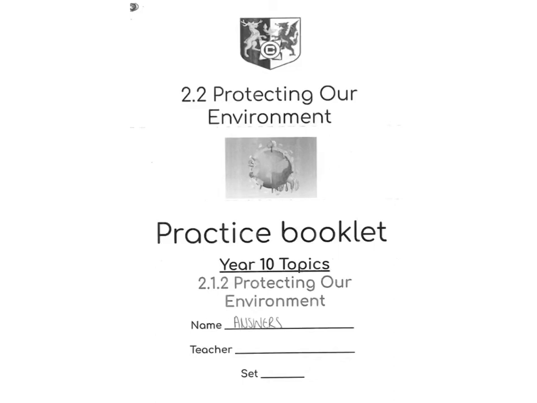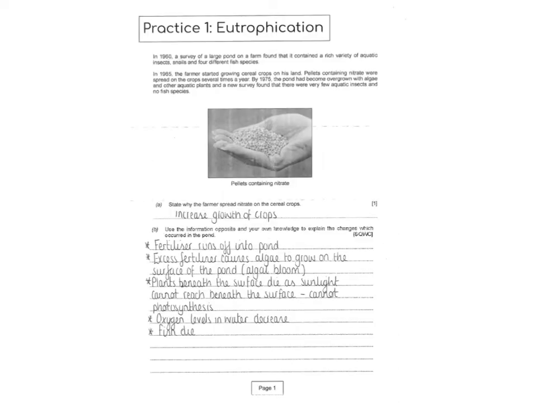Okay, so this is the answer booklet for the 2.1.2 Protecting Our Environment practice questions. So the first question is, in 1960, a survey of a large pond on a farm found that it contained a very rich variety of aquatic insects, snails and 4 different fish species. In 1965, the farmer started growing cereal crops on his land. Pellets containing nitrate were spread on the crop several times a year.